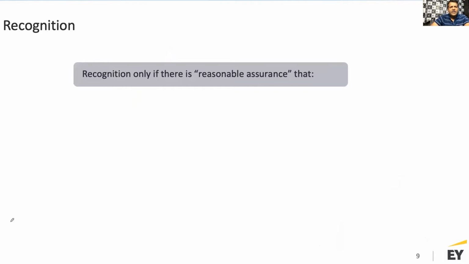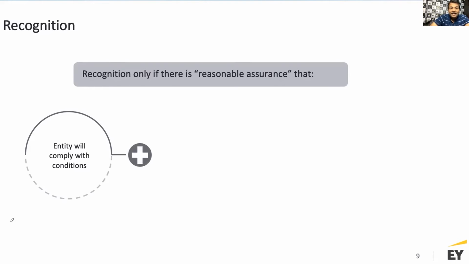Let's look at the recognition. How do you recognize? When do you recognize a government grant? Recognition is only if there is reasonable assurance, right? If there is reasonable assurance that the entity will comply with the conditions which are attached to the government grant, you will be able to fulfill all of those conditions, and the receipt of the grant is again reasonably assured. The government will actually give you the money.